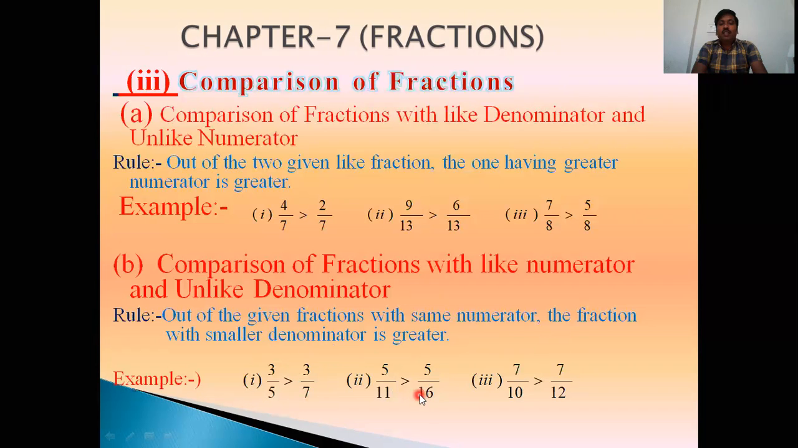Now here is another example, where both the numerators are equal in the two fractions. Here we see 11 is less than the other denominator, that is 16. So 5 by 11 is greater than 5 by 16, and this is another example.